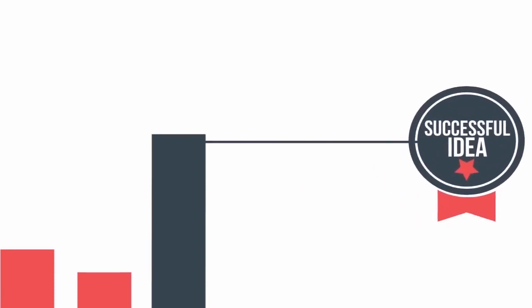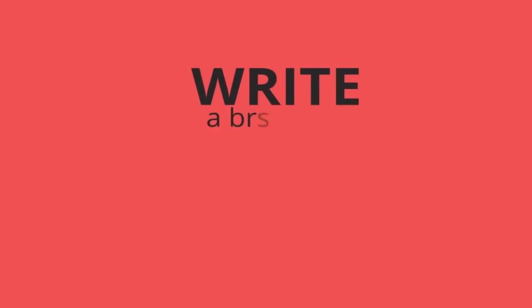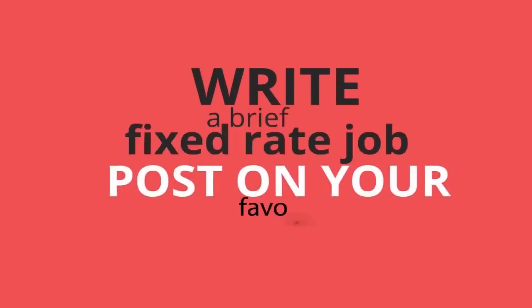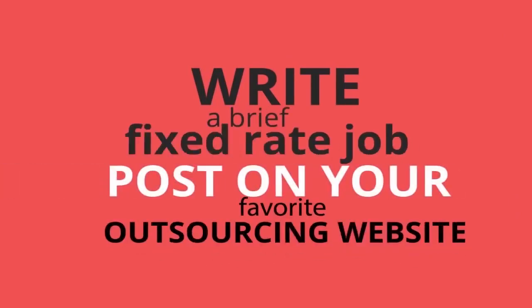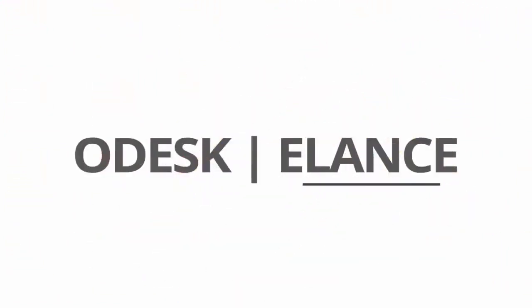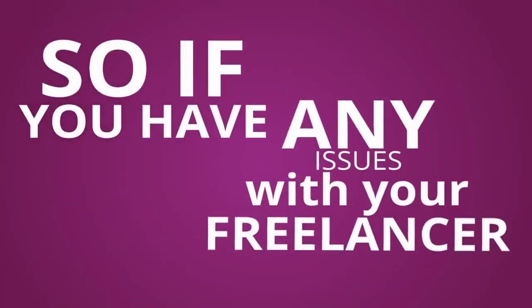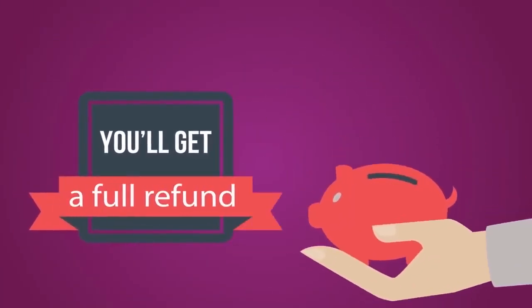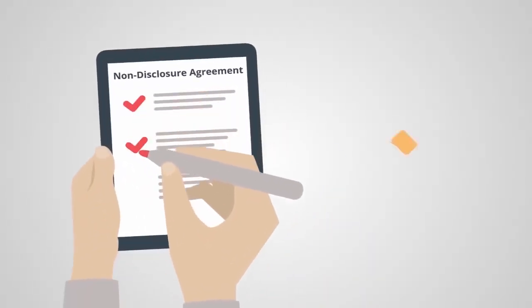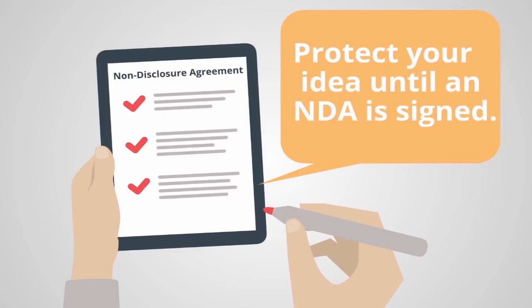Once you have your app idea ready to go, write a brief fixed-rate job post on your favorite outsourcing website. I recommend Odesk or Elance due to the ease of use, and both have a money-back guarantee, so if you have any issues with your freelancer, you will get a full refund, no questions asked. Be sure to keep your job post basic to protect your idea until an NDA is signed.